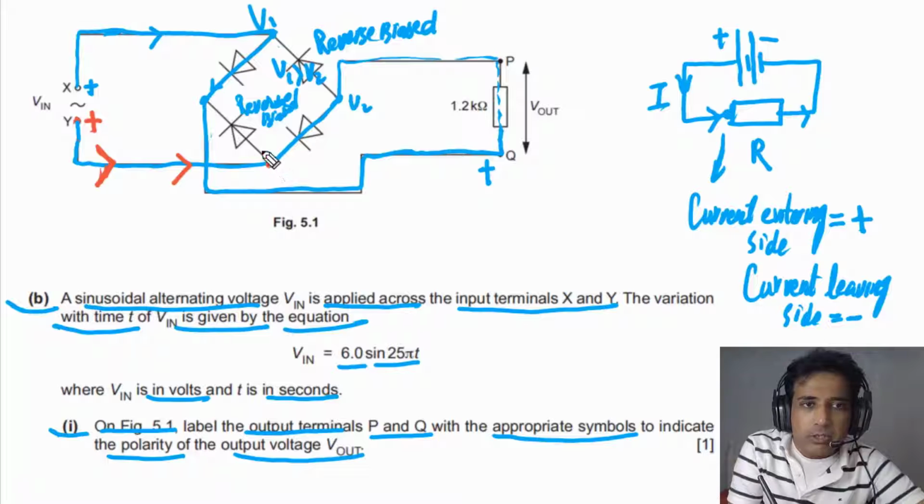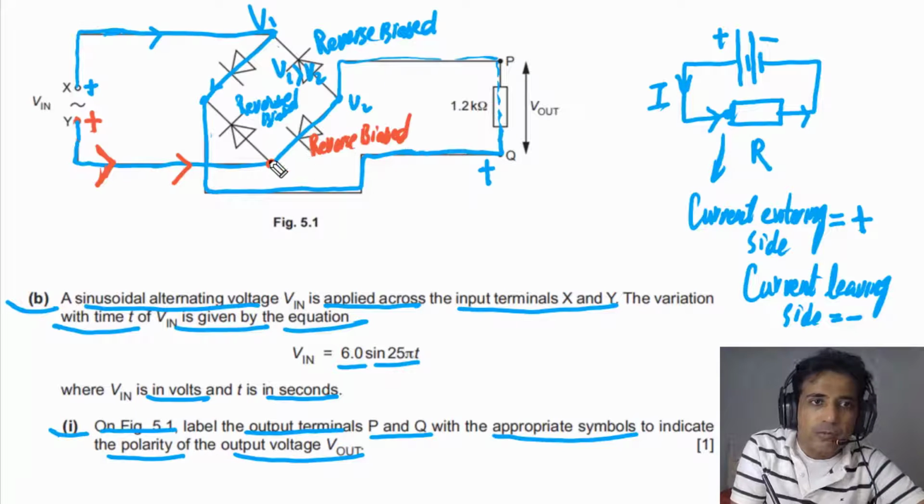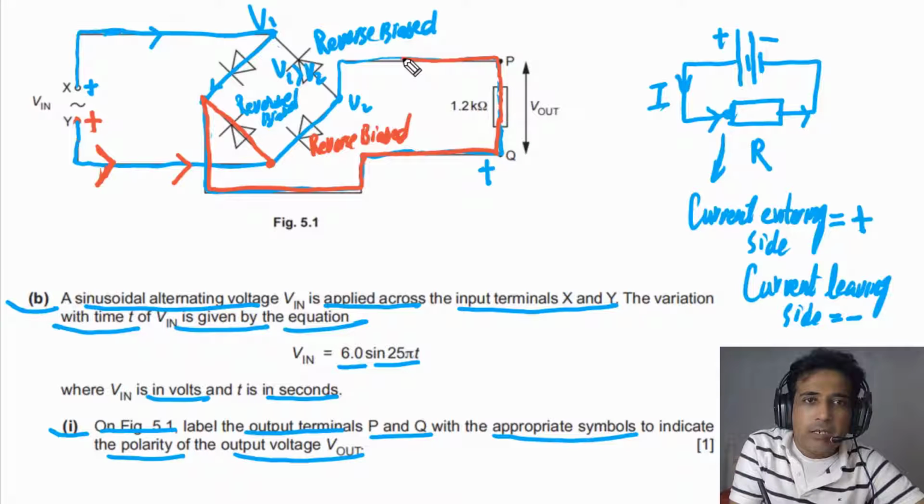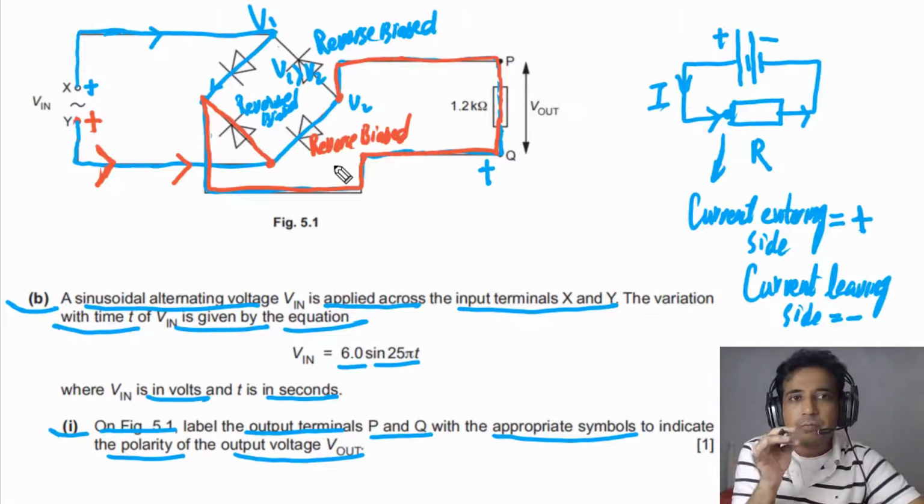In this case, current will go this way because this is connected in reverse biased. So current cannot flow through this diode. So current will go this way and current will flow like this. And finally, current will enter from this side and pass through this resistor, and then current will reach this junction. Now we need to understand which way current will flow.